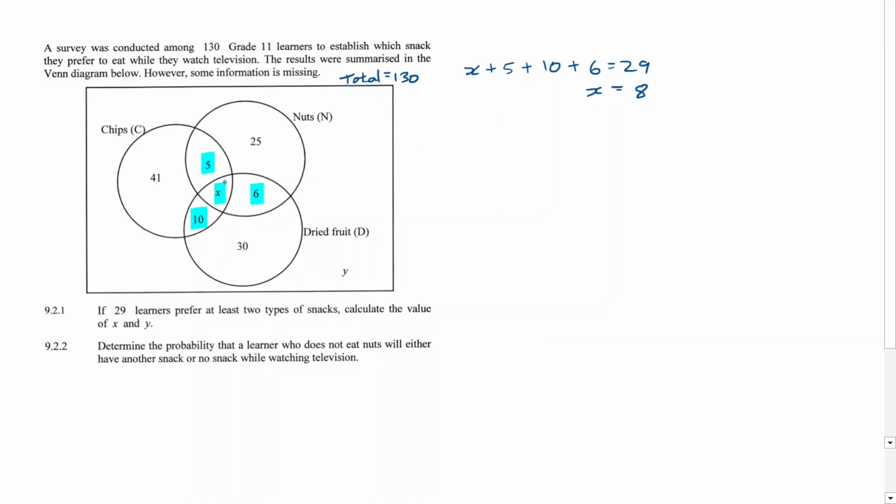Now that I know that X is 8, I can add up all of the numbers in these circles and subtract it from 130, and that will give me Y. And so if I add up all the numbers together, I get 125, plus the Y should have equaled 130, and so Y would just be 5. Those are 5 people who don't like chips, nuts, or dried fruit.